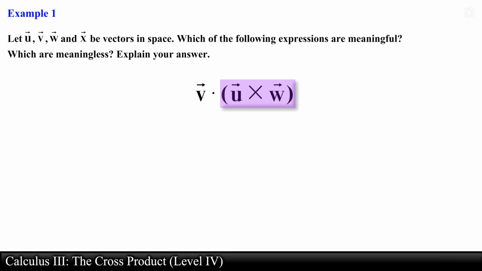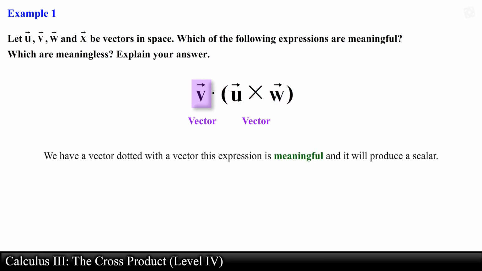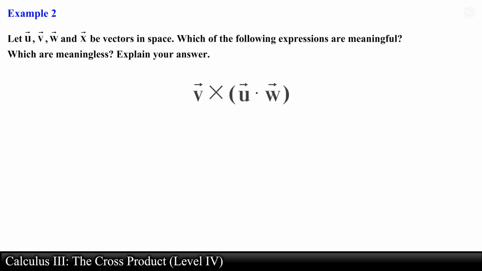Taking a look at the expression inside the parentheses, we see that we are taking the cross product between 2 vectors. This operation will produce a vector which will then be dotted with vector v, producing a scalar in the process. So this expression is meaningful. Let's take a look at the next expression. Here, the expression inside the parentheses is a dot product between 2 vectors, which reduces to a scalar. This scalar is then crossed with a vector.